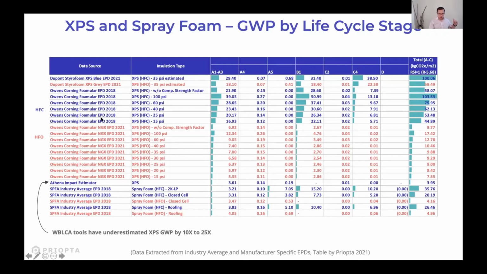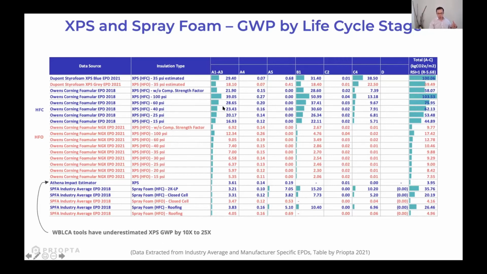This is Owens Corning's numbers. This is their older version across different compressive strengths, which Stan was talking about earlier. And then same thing with their newer NGX EPD across different compressive strengths. I noticed that DuPont didn't actually specify a compressive strength, nor do they have a compressive strength factor that you multiply, but obviously at different densities, the XPS can change. Just through my calculations, I'm estimating that what they're reporting is probably around 35 PSI, but it's not explicitly stated in the EPD. So I was just trying to get a sense of how this compares with the Owens Corning numbers.